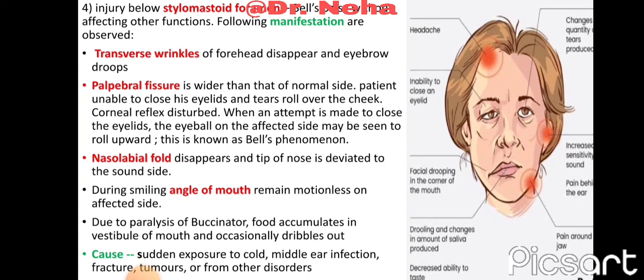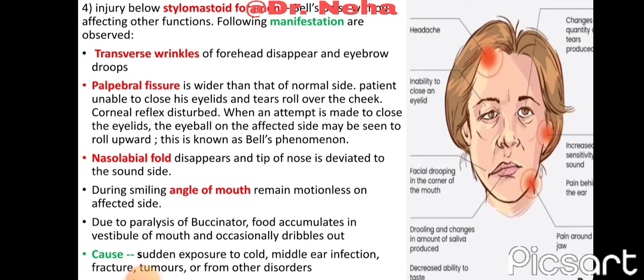The transverse wrinkles of the forehead disappear and the eyebrow droops. The palpebral fissure is wider than that of the normal side. The patient is unable to close his eyelids and the tears roll over the cheek. Corneal reflex is disturbed. When an attempt is made to close the eyelids, the eyeball on the affected side may be seen to roll upward. This is known as Bell's phenomenon.